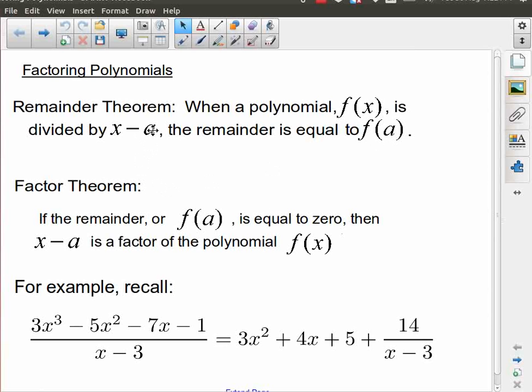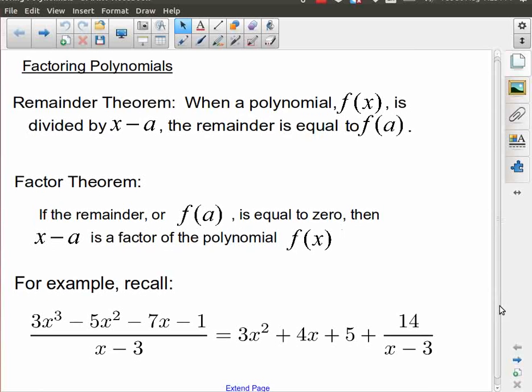Now, another thing we talked about is when we were doing long division, if we divided by this small polynomial and we got a remainder of 0, that meant that this was a factor, meaning no remainder. And that's what the factor theorem says. If you plug in this value of a and the result you get turns out to be 0, that means that x minus a is a proper factor. It means you're going to be able to write your polynomial in factored form using x minus a.